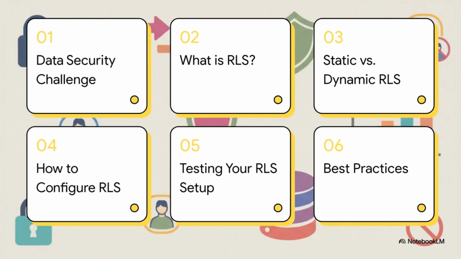Okay, so here's our roadmap for this explainer. We'll start with the data security challenge, define what row-level security actually is, and then compare static versus dynamic RLS types and uses. After that, we'll cover exactly how to configure RLS, how to test your setup, and finish up with some best practices and pitfalls.